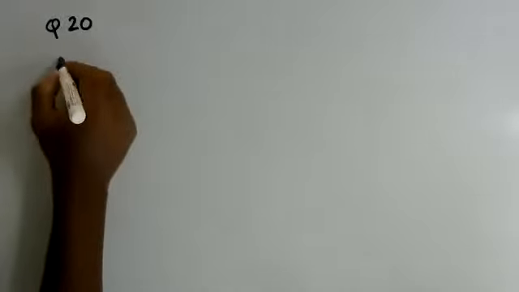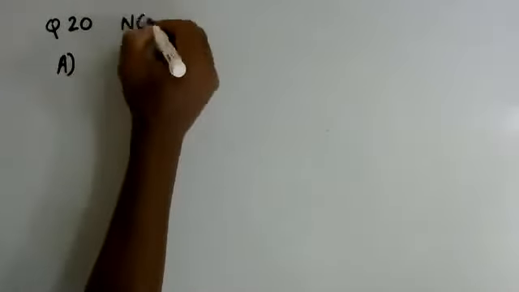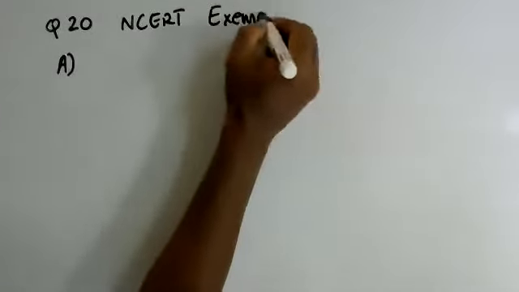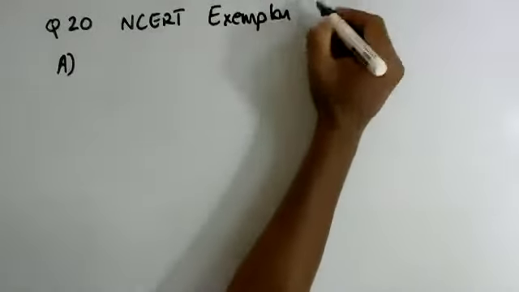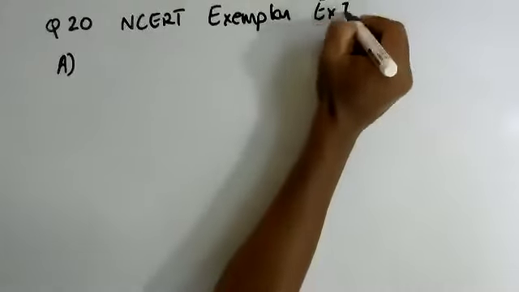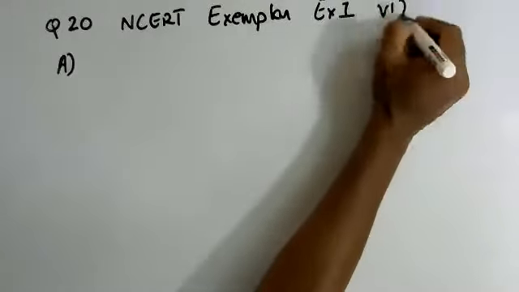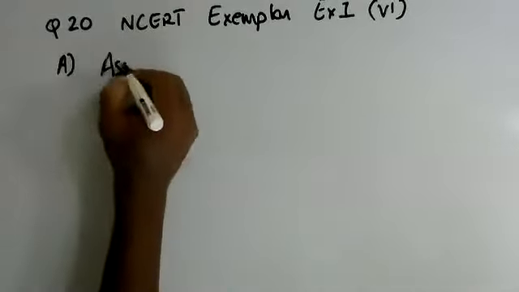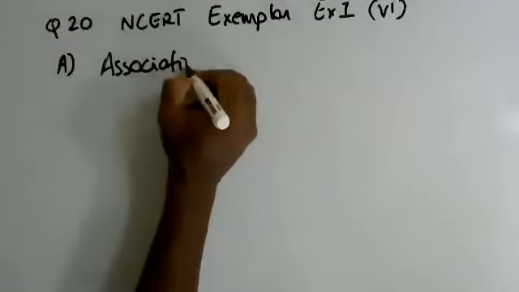So statement A, this is from the NCERT Exemplar exercise. Associative for whole numbers. So statement A is about the associative property.